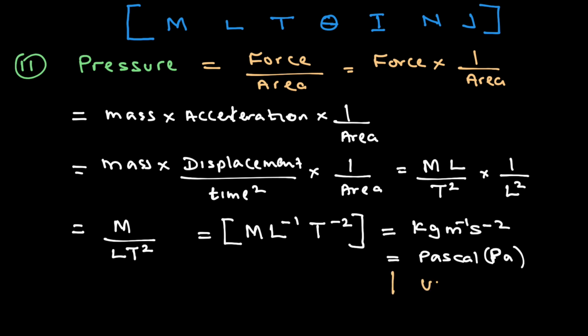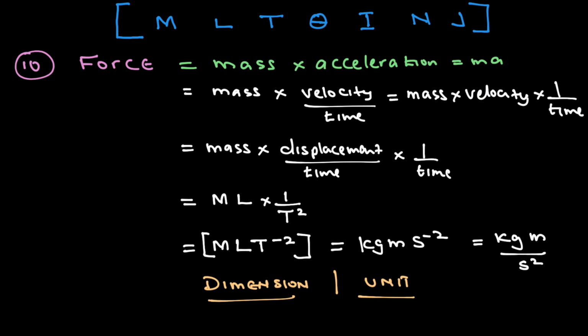So we've got the unit here, and we've got the dimension. We did force earlier. That's the unit of force, and that's the dimension of force. That unit of force is also called Newton, and has a symbol N. Sorry, kilogram meter per second squared is called newtons. So that unit is called Newton.